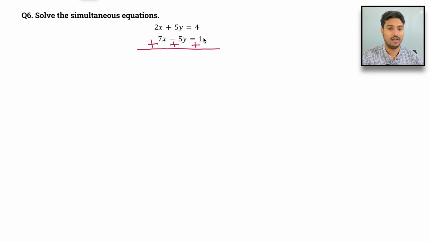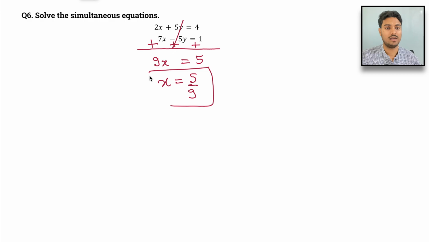So each term will get added. Hence 5y positive and 5y negative will cancel out. 2x plus 7x is 9x, which equals 4 plus 1, that's 5. So x will be 5 upon 9. That's the value of x.